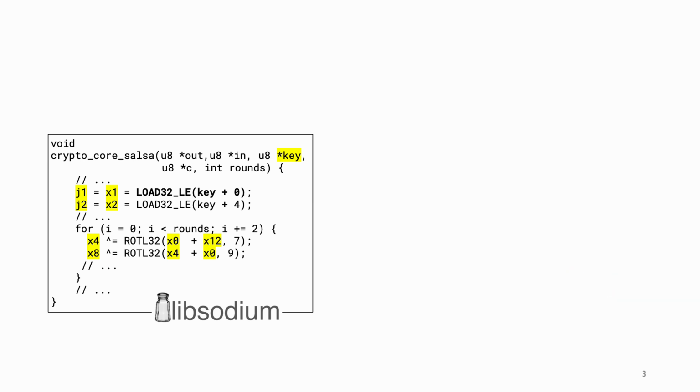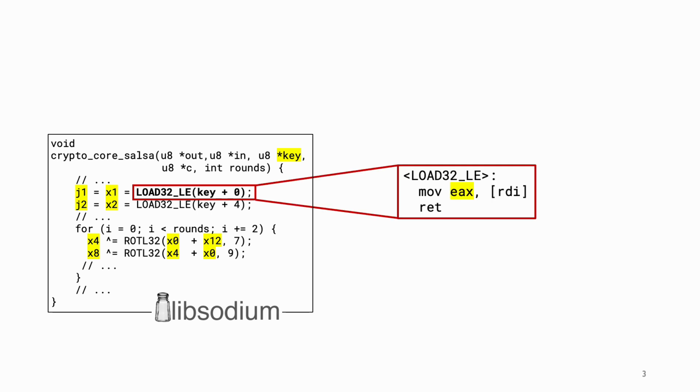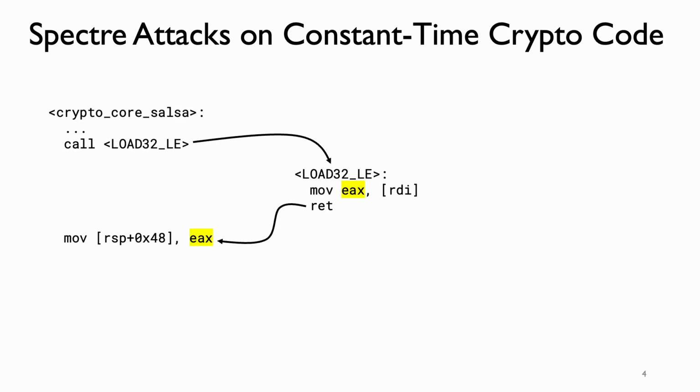So to see how this can happen, look at this call to load32, which returns the first 32 bits of the secret key. This is what load32 compiles down to in x86 assembly. It's just a load of the secret into the return register EAX and a return. Here's what the function call to load32 looks like in assembly. So sequentially, the secret doesn't leak because the caller simply stores it to the stack.